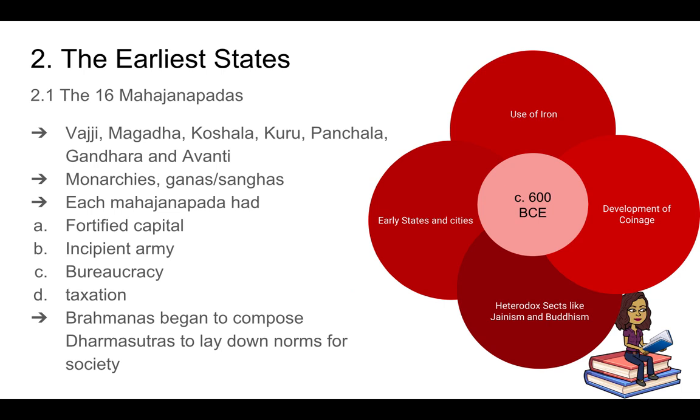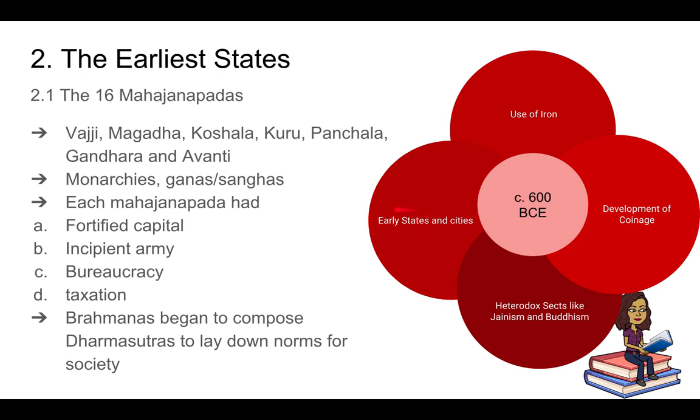Now, the 6th century BCE is a very interesting period where we see a lot of new developments happening. Four of the most important developments of this time were that we see a use of iron. It is an Iron Age civilization. We then look at early states and cities being established. So, this is the second urbanization in India.